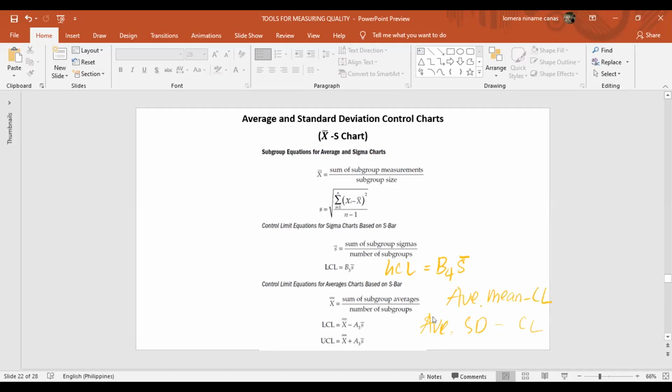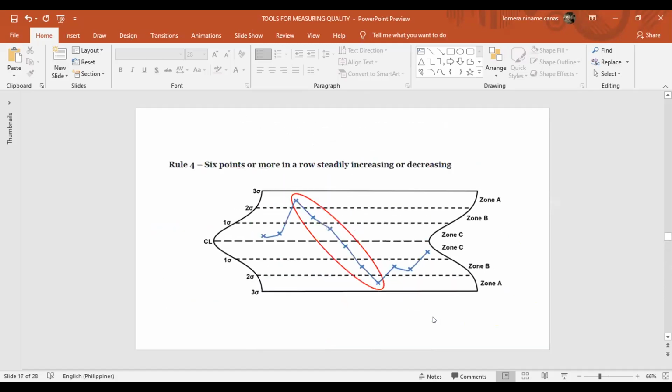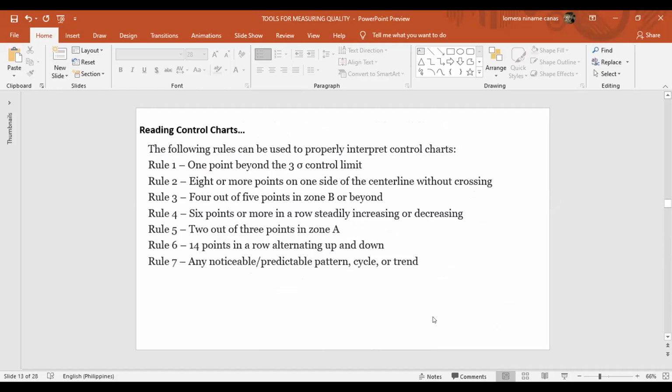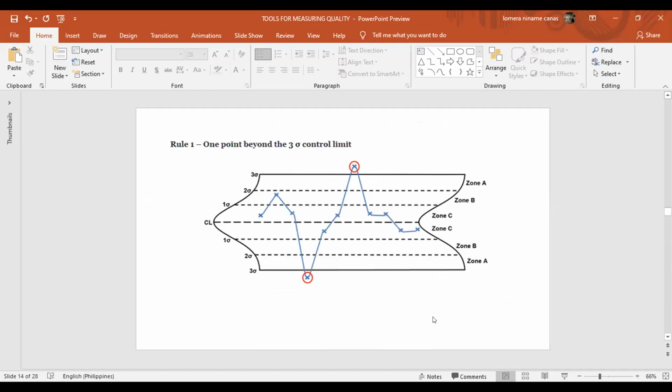So after we create the chart, we will interpret the data in the chart. And how to interpret, it was already mentioned, there are 10, but I have here the 7 rules. Okay, so this is just an illustration. If you have points outside the 3 sigma, the process is not stable, or the process should be improved. It should be reviewed for us to control this point. So 1 point beyond the 3 sigma control limit seeks to identify points that are random or outliers. Examples of special causes could be the equipment, environment, and the process.